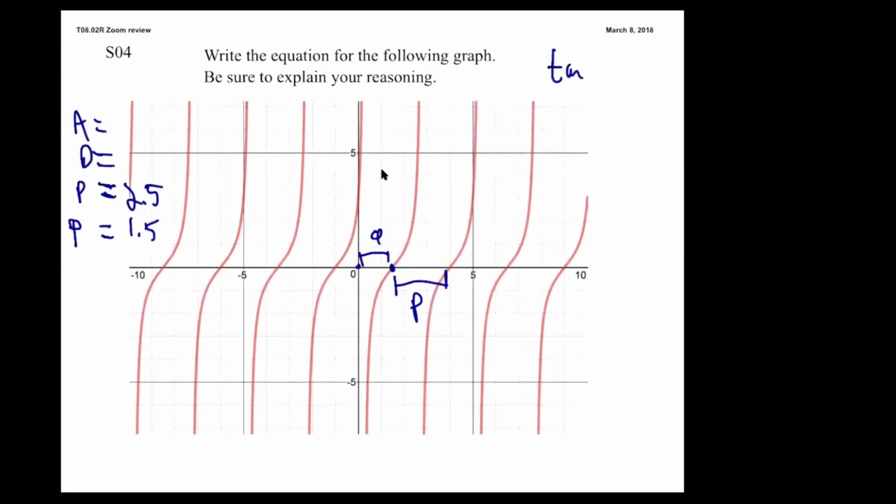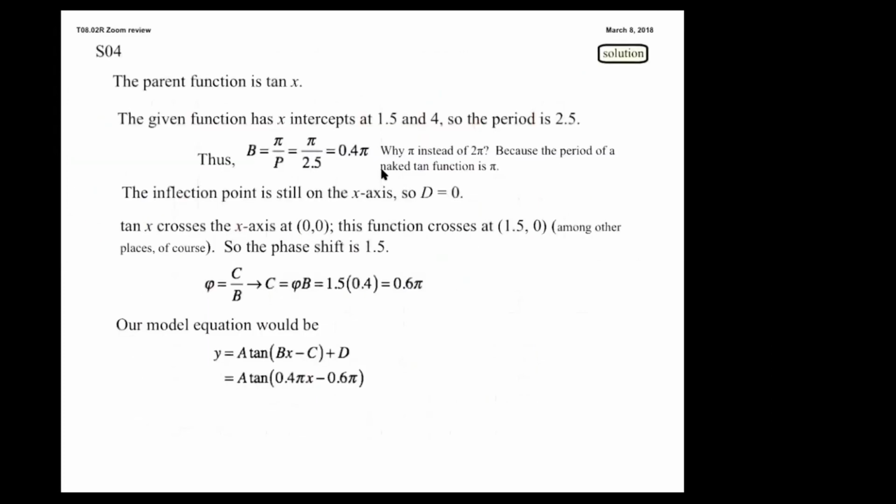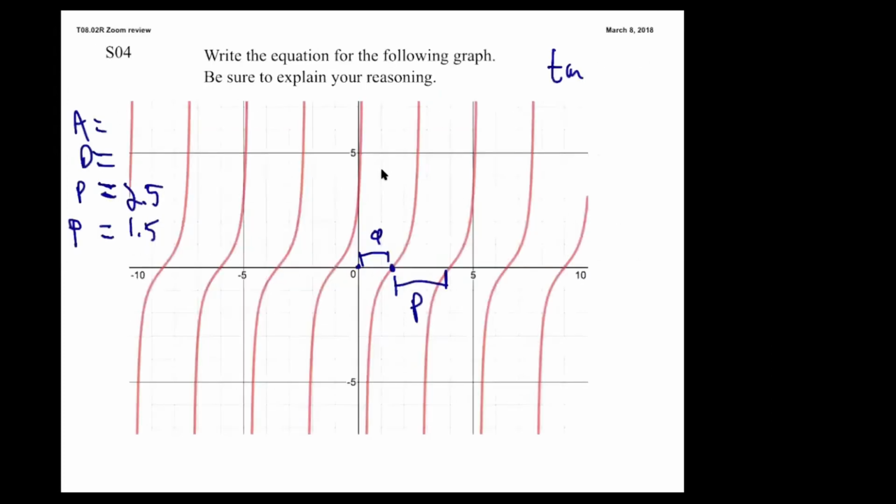How about A and D? A is always 1 and D is 0, right? Well, A is 1. D doesn't have to be 0, but in this one it's 0. How can we tell? The inflection point. It's pretty even. Yeah, it's symmetric above and below the x-axis. The inflection point is occurring on the x-axis.